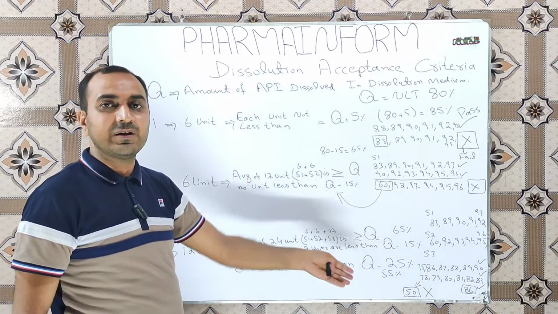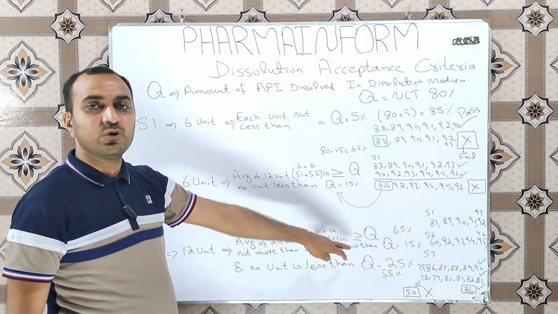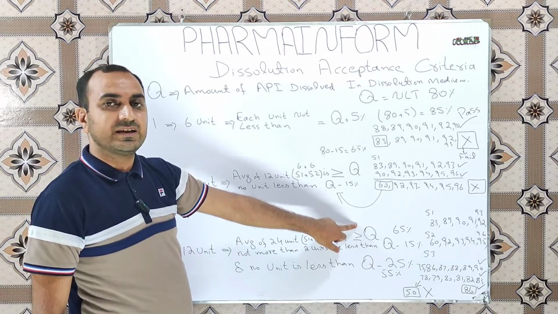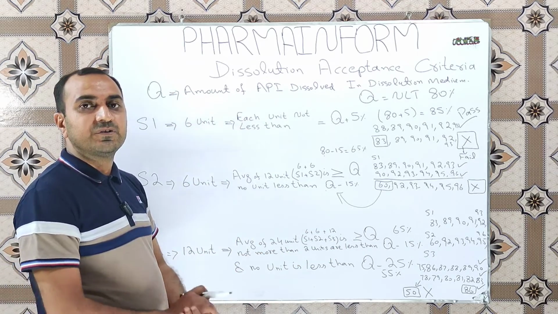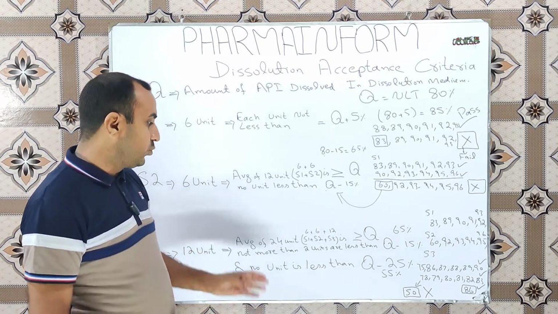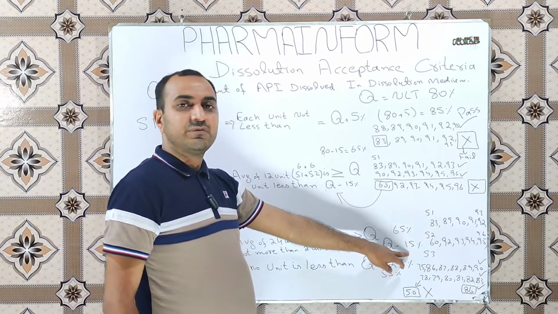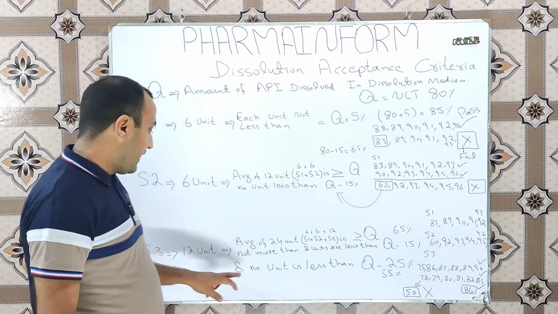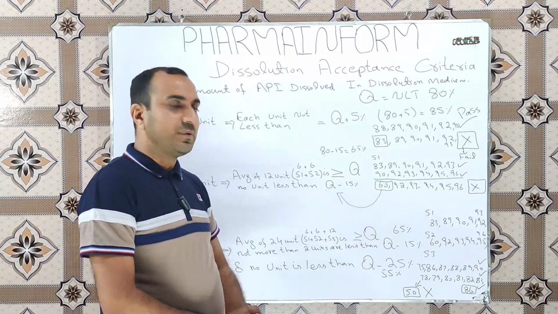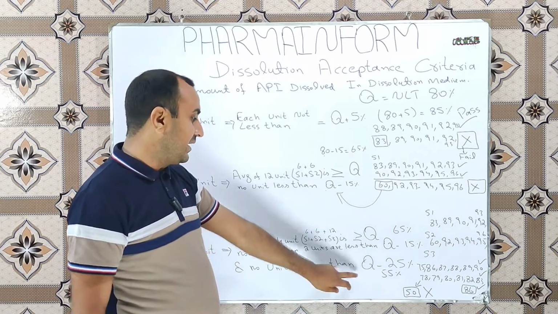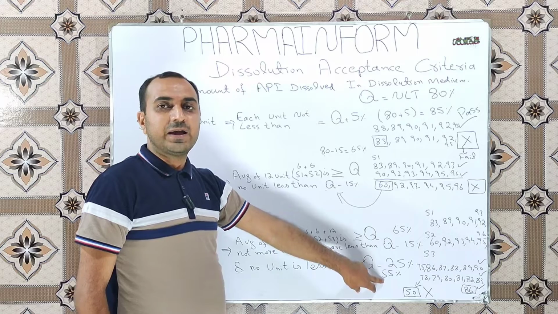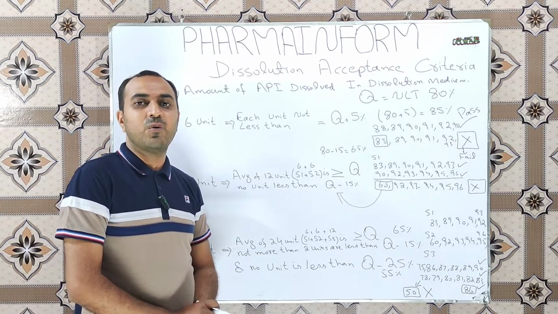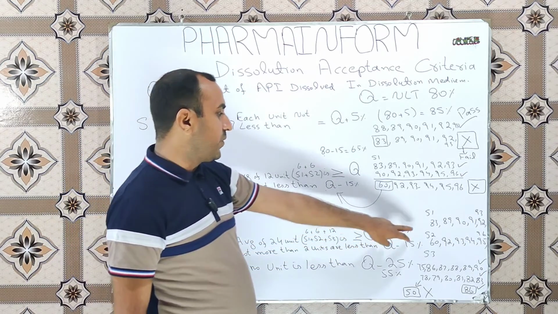When we relate it to our example, it means that the average of 24 units should be equal to or greater than 80% because our Q value is not less than 80%, and not more than 2 tablets out of 24 should be less than Q minus 15, meaning not more than 2 tablets should be less than 65%, and no unit, meaning no tablet, should be less than Q minus 25, meaning 80 minus 25 is equal to 55%. So let's take our practical example.